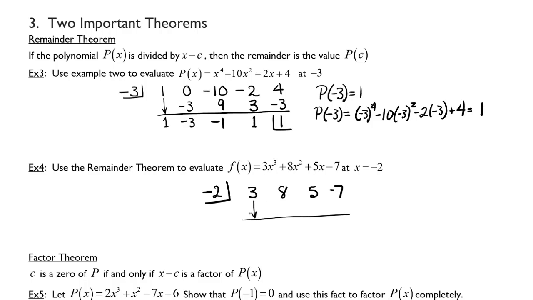Using synthetic division, we drop the first coefficient down and multiply by the divisor number. Negative 2 times 3 is negative 6. 8 plus negative 6 is 2. Negative 2 times 2 is negative 4. And 5 plus negative 4 is 1. Negative 2 times 1 is negative 2. And my remainder is negative 9. Since negative 9 is my remainder, I can say that f of negative 2 is equal to negative 9.